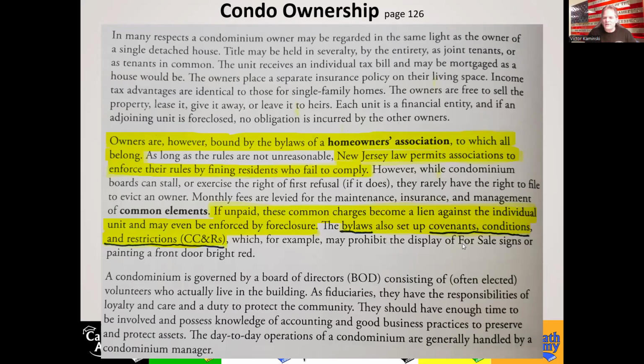Now, they can also prohibit things like putting a for sale sign or painting your front door a wacky color, like a bright red or orange or something, hot pink. Why is that?